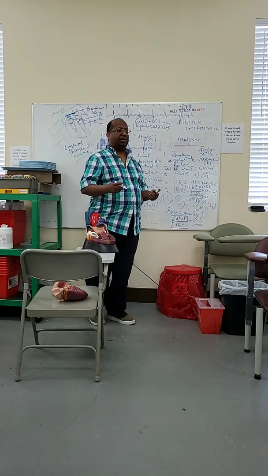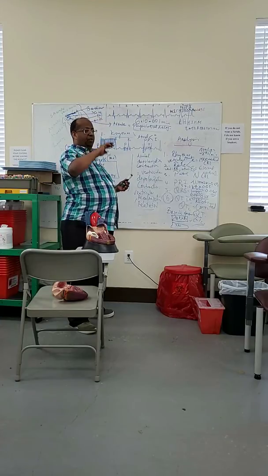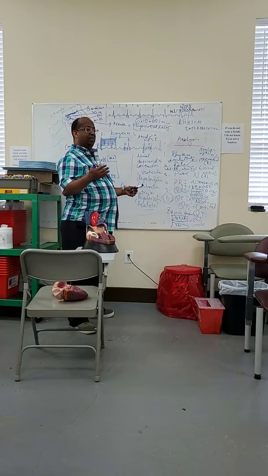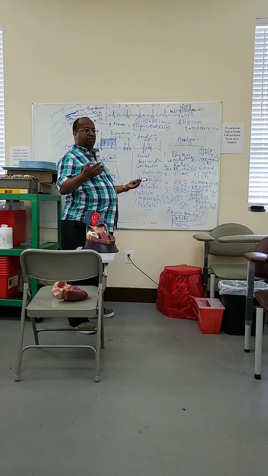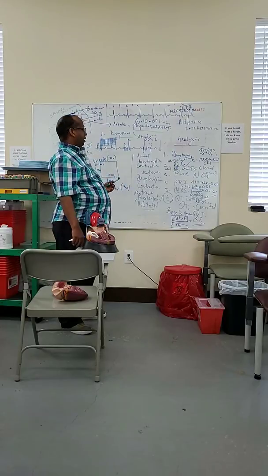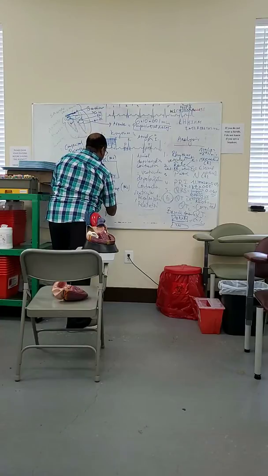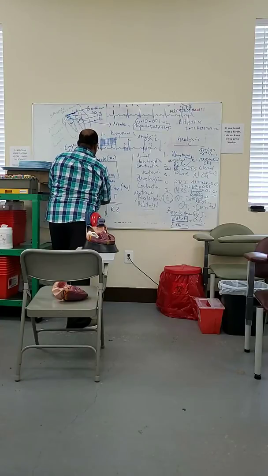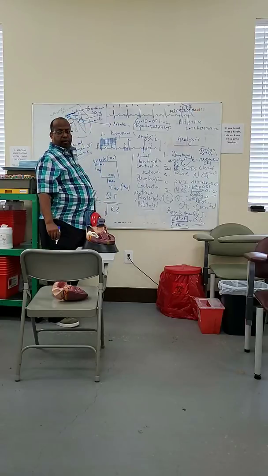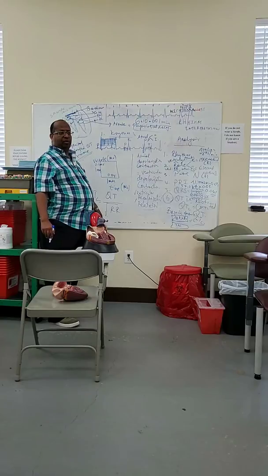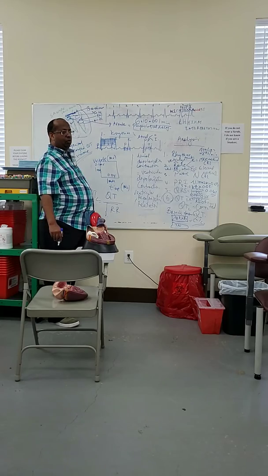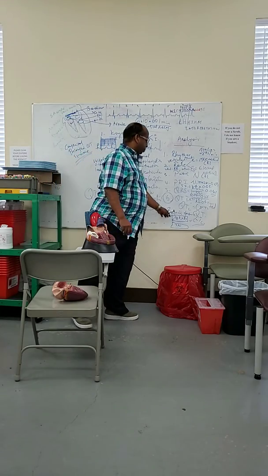Otherwise, the formula, the Bazett formula, is QT divided by the square root of the R-R interval. It's called QTc. So you can also use this formula: take the R-R, take the square root of that, and divide the QT by it, and you get the corrected QT. But here, the online calculator gives us the value.